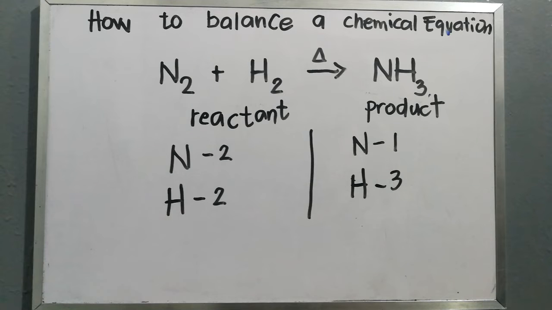Next, find out which atoms are unbalanced. In the example given, you know that there is more hydrogen on the product side than on the reactant side, but there is more nitrogen on the reactant side. You can say that the equation is unbalanced.